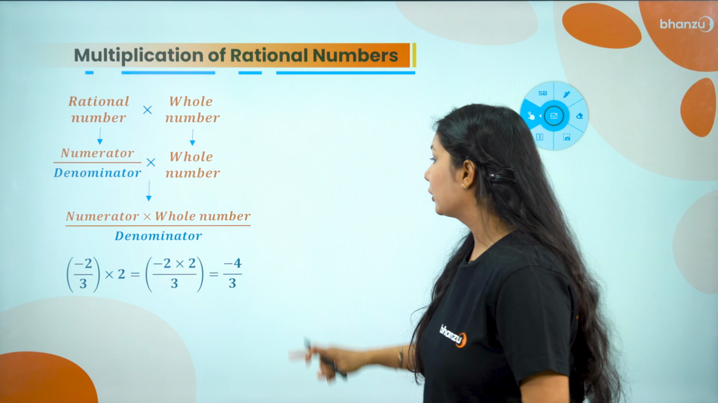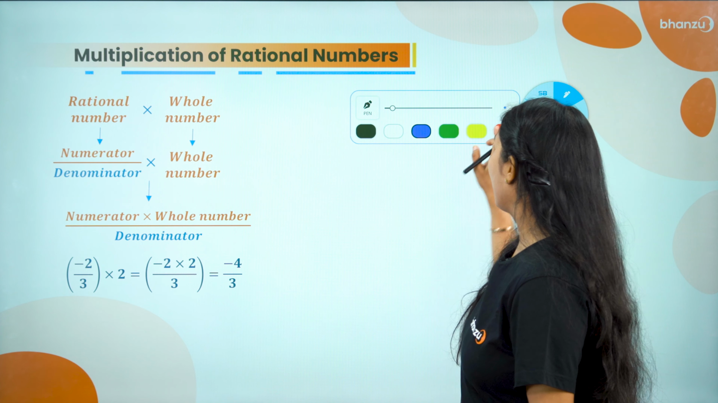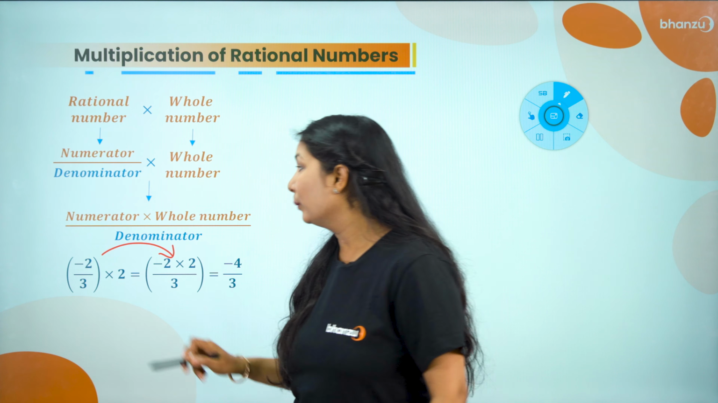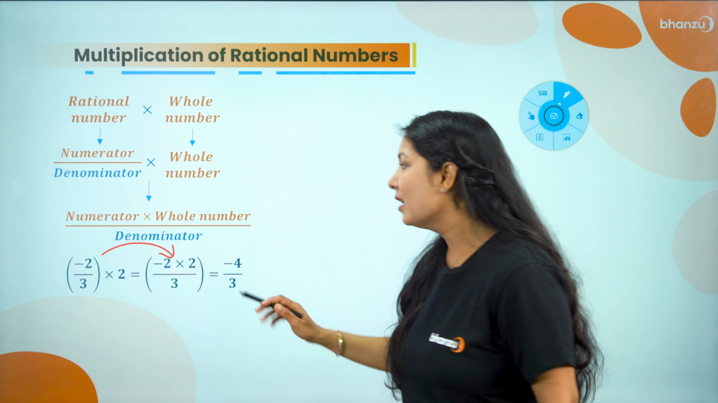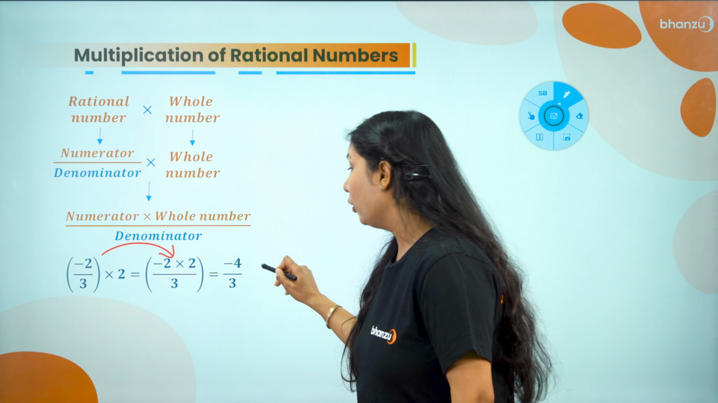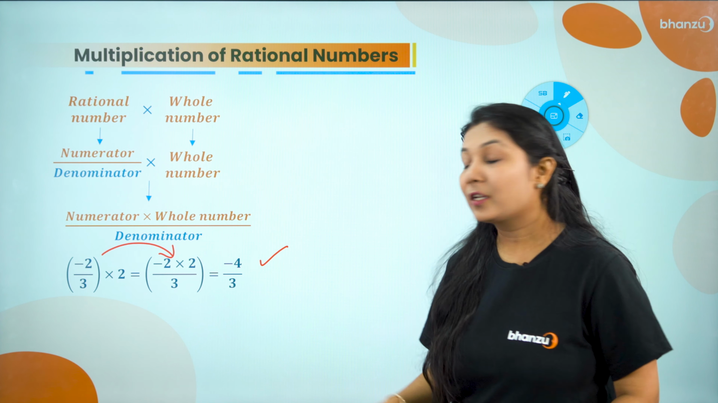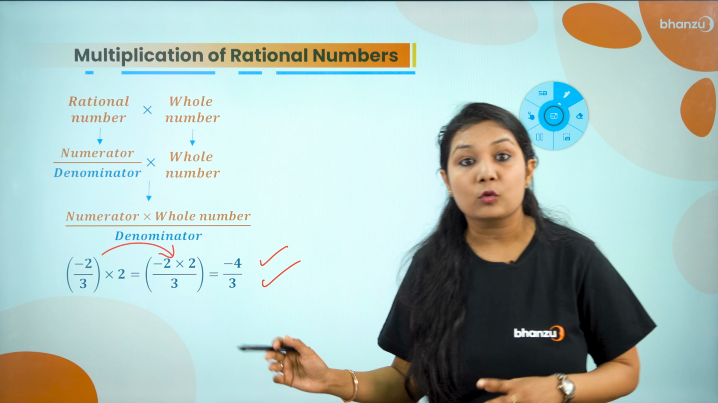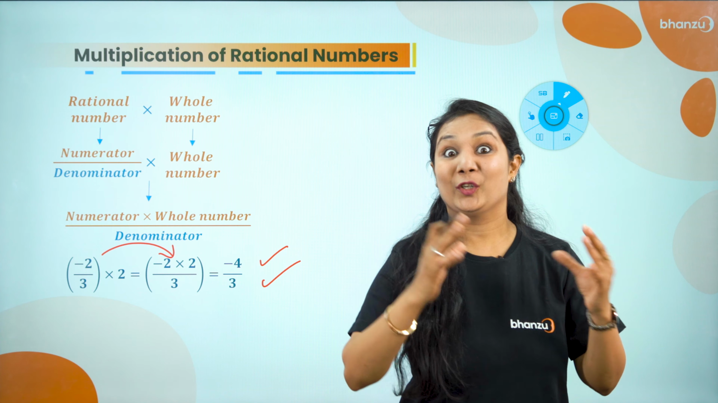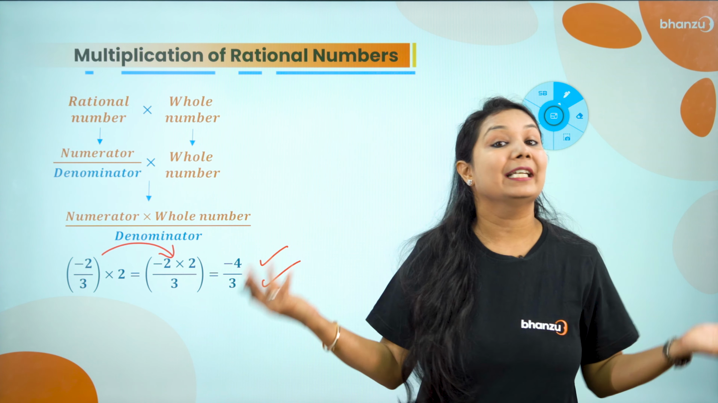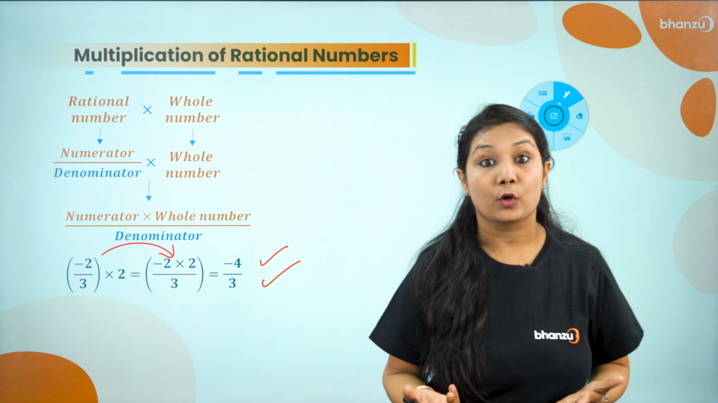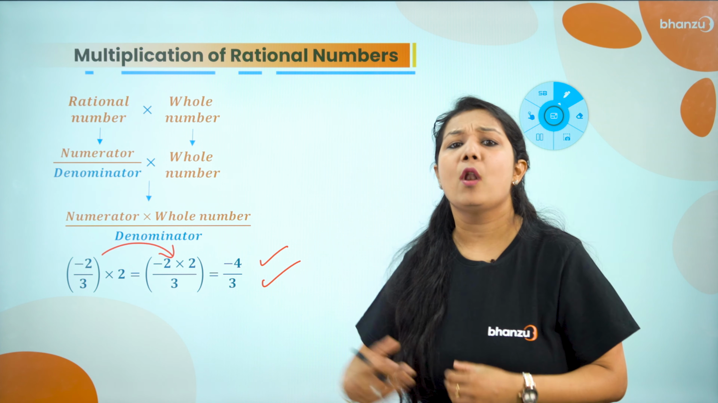So let's see in our previous question, what did we do? If we would have performed it with this concept. So minus 2 into 2, that is your numerator multiplied by the whole number upon denominator. So minus 2 into 2 is minus 4 upon 3. So can you notice we got the same answer? Yes. So whether you perform the operation on the number line or by this concept, you would get the same answer. So this is how multiplication of rational numbers goes on if you are multiplying it with a whole number.